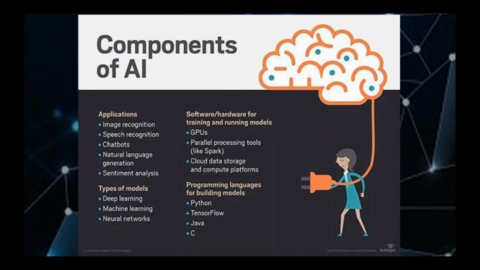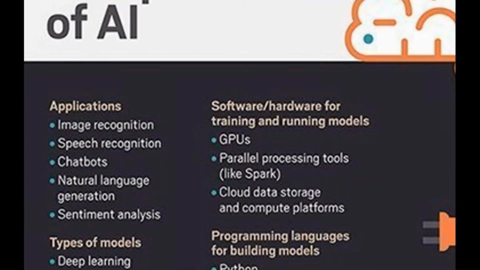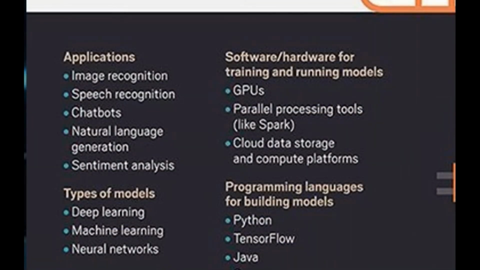So when we started, we talked about narrow intelligence, general intelligence, and super intelligence. And what are the components of AI? What are the applications that we see of AI? In AI, we have image recognition. You might have heard that pathologists use AI for recognizing patterns in the healthcare industry, to identify patterns in detecting cancer in tumors and all that. So, image recognition.